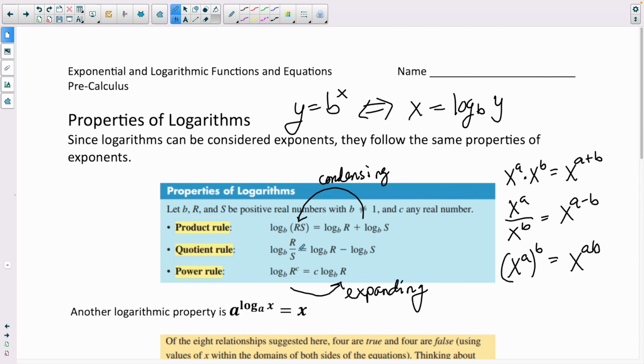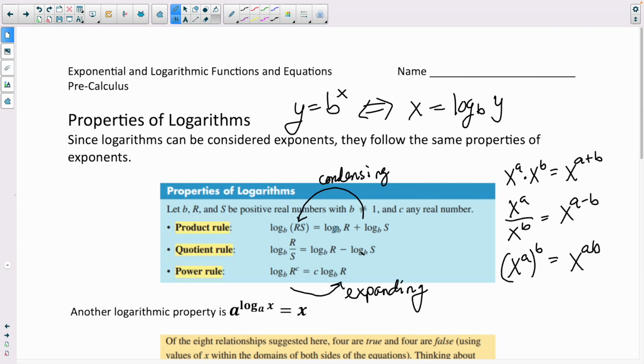Okay. If we have a quotient as our argument, so log base b of r over s is going to be equal to log base b of r minus log base b of s. That's this rule here, right? Our exponents, we subtract them. And finally, the power rule, log base b of r to the c is equal to c times log base b of r. And so that is this rule right here.